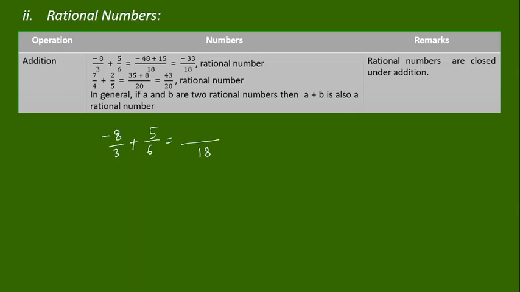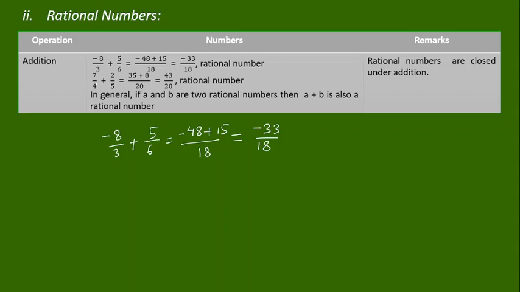6. 6 into minus 8 will be equal to minus 48. And then divide 18 by 6. So what are you getting? 3. So 3 into 5 is equal to 15. So minus 48 plus 15 upon 18. So that is coming as minus 33 divided by 18. So what type of number is this? It's a rational number. So we are adding two rational numbers and we are getting a rational number.